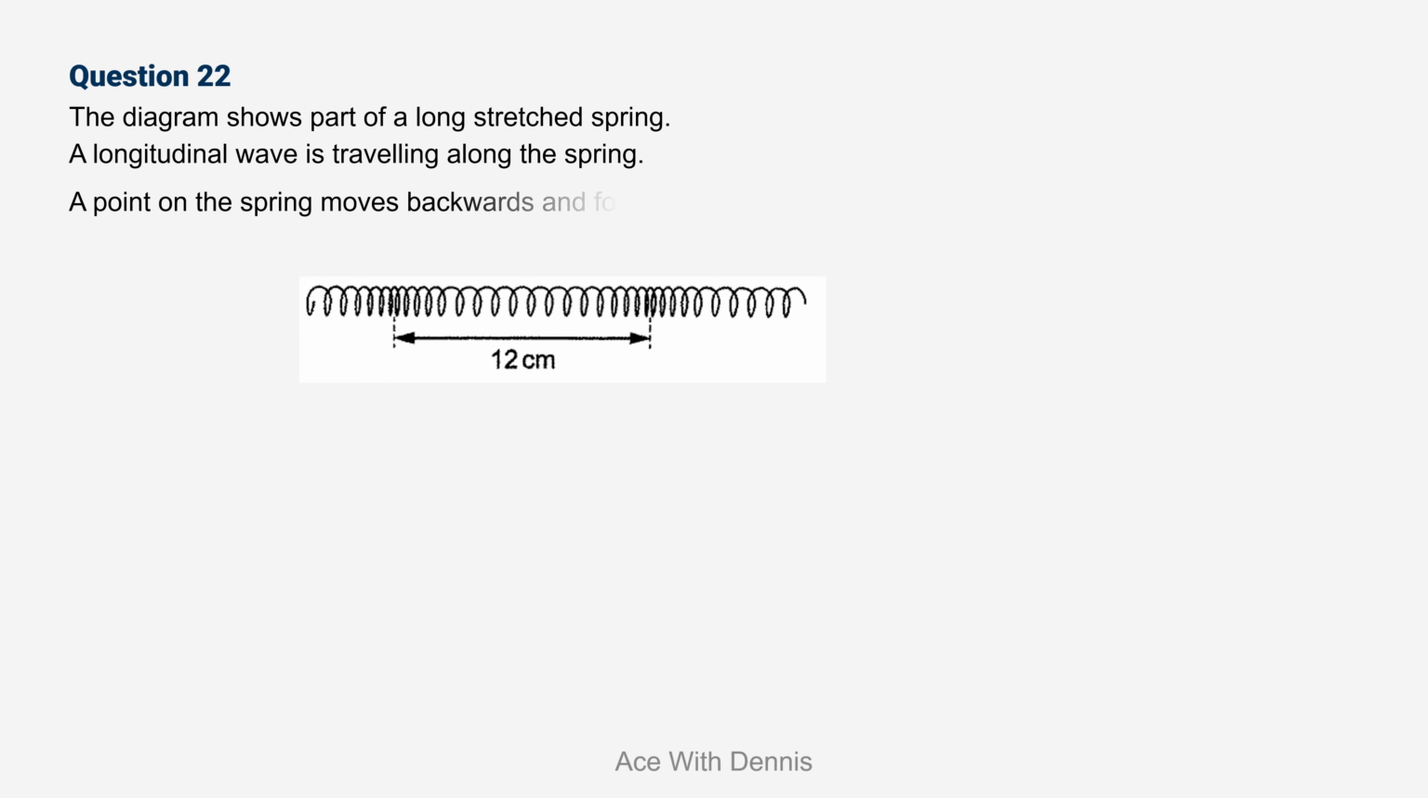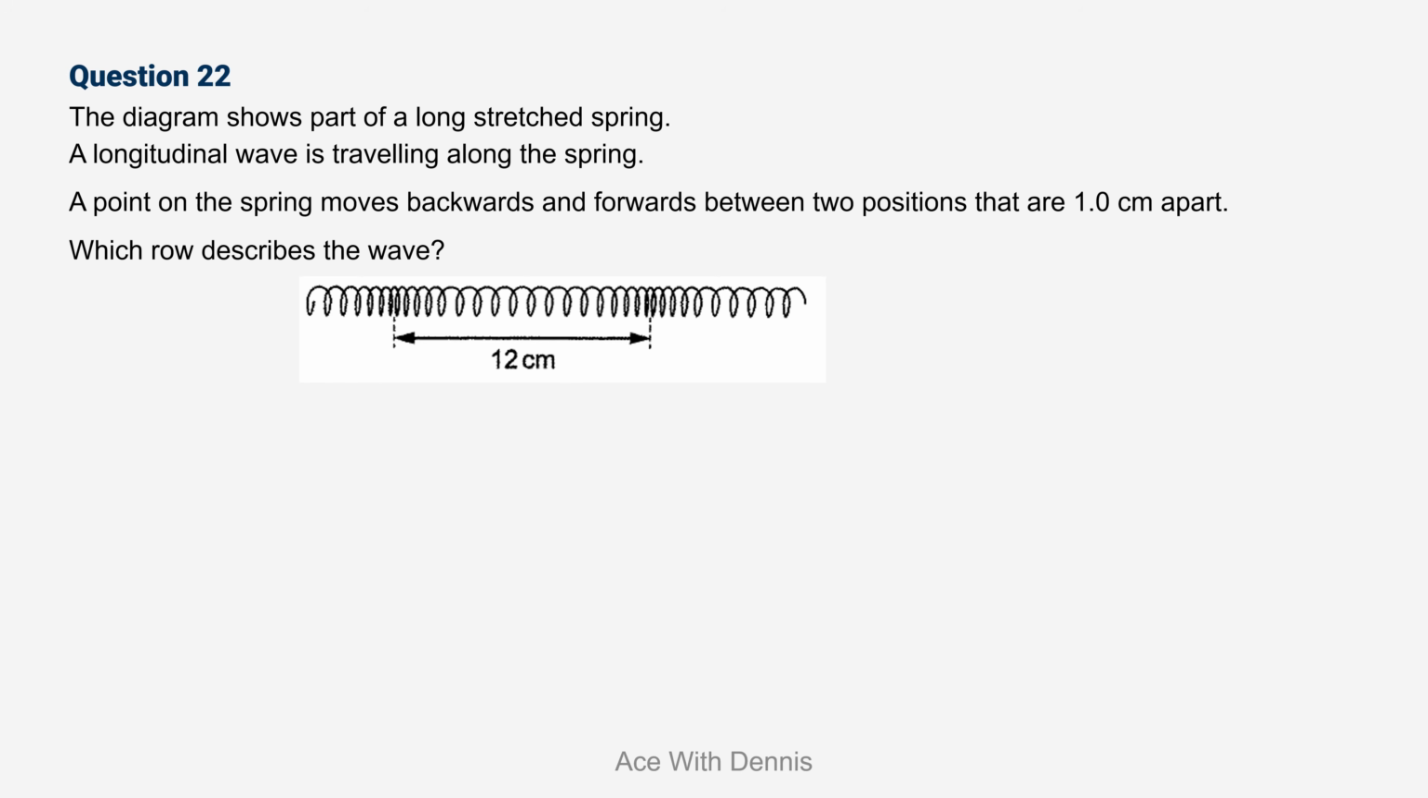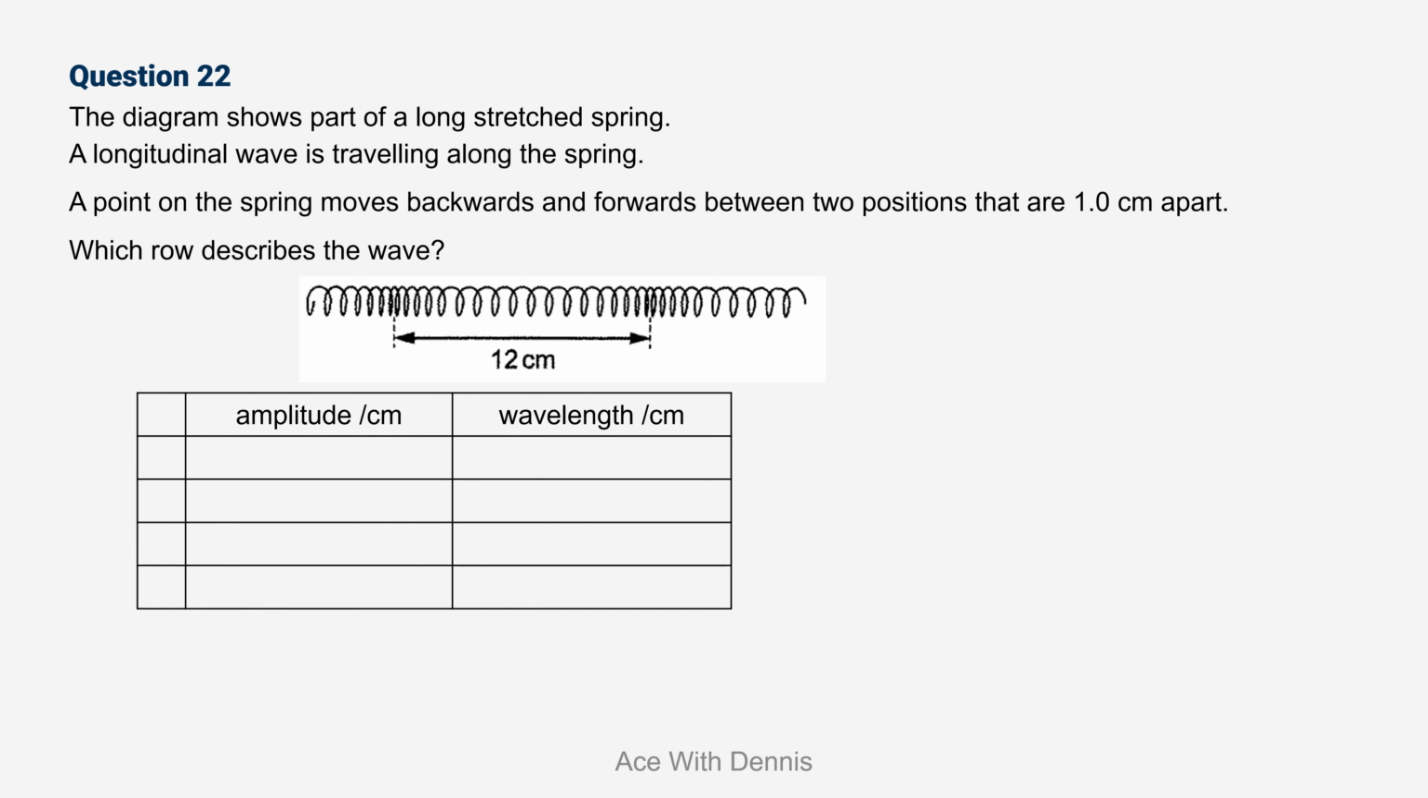Question 22. The diagram shows part of a long stretched spring. A longitudinal wave is traveling along the spring. A point on the spring moves backwards and forwards between two positions that are 1.0 centimeters apart. Which row describes the wave? So here are the choices. The first column is amplitude in cm. The second column is wavelength in cm. So choice A, 0.50, 12. B, 0.50, 24. C, 1.0, 12. Or D, 1.0, 24.